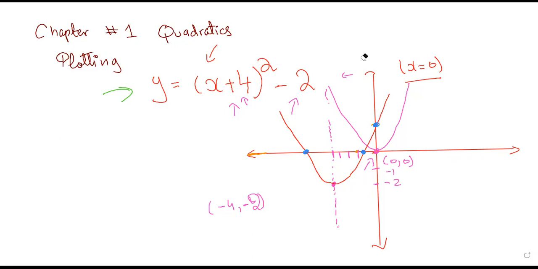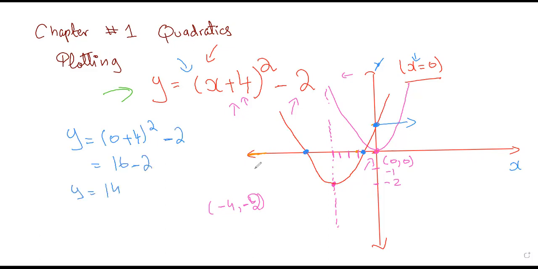Okay, let's think about it. Let's talk about this point. This is y-axis, this is x-axis. We know that at y-axis, x is 0, and this is the equation. So y equals (0 plus 4) square minus 2, which is 16 minus 2. y equals 14.